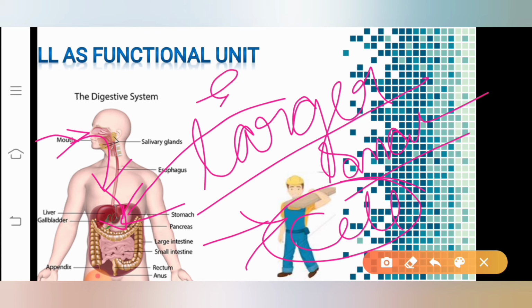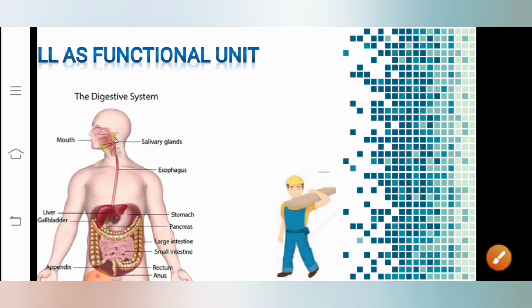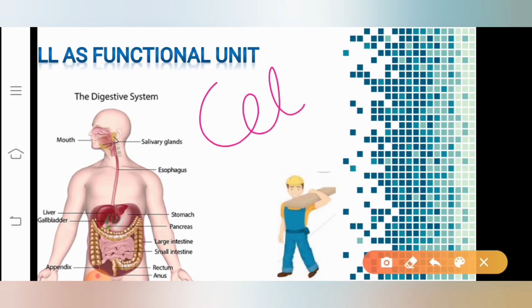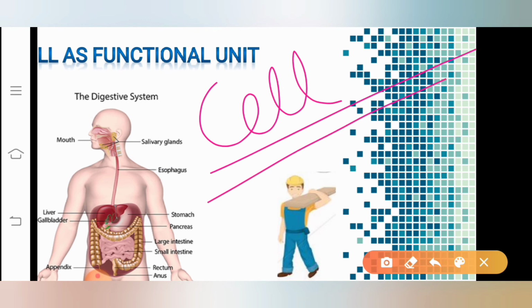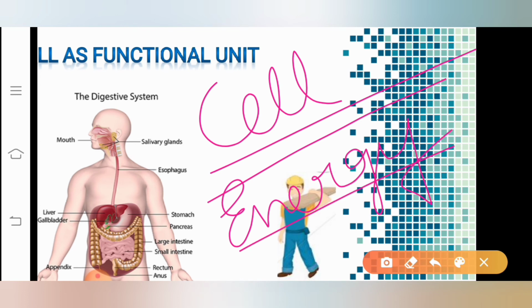The cell performs the function of releasing the energy. In your 8th and 9th standard, I'll be explaining what exactly happens during cellular respiration. But for this class, please understand that cells perform the function of releasing the energy. As a result of the energy which is being released, the organism performs various functions inside the body. Correct?